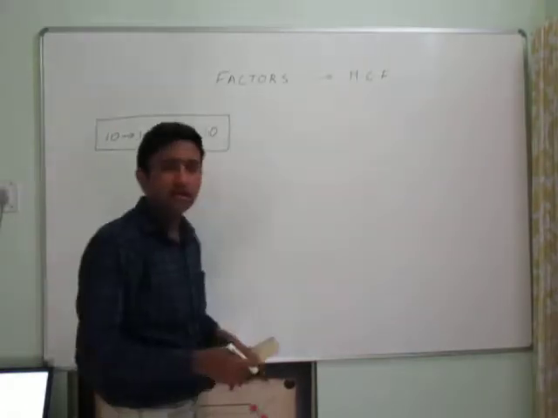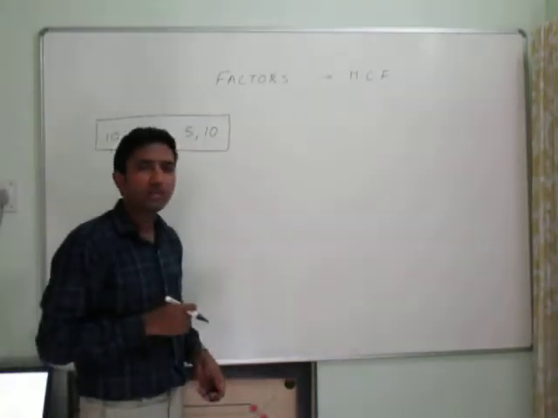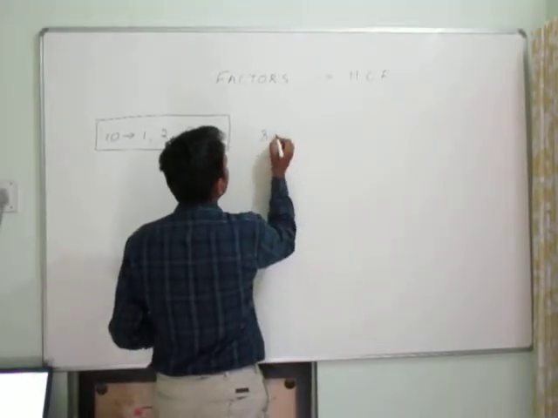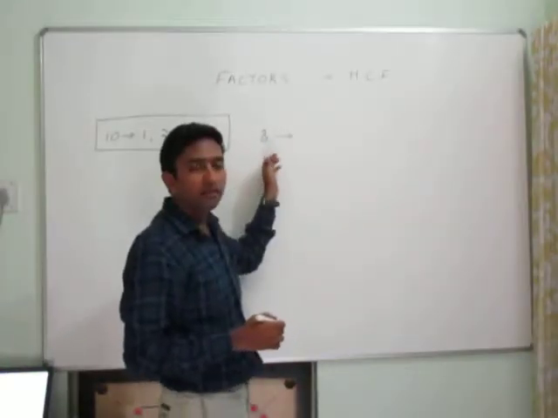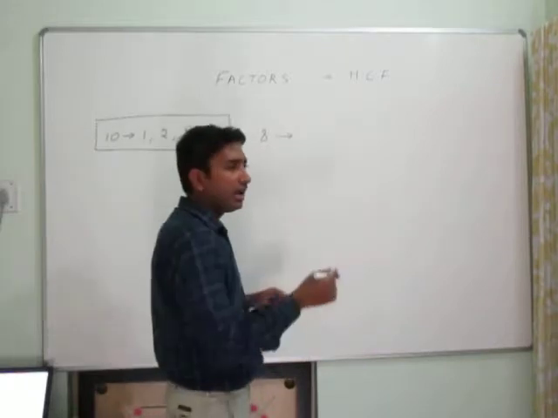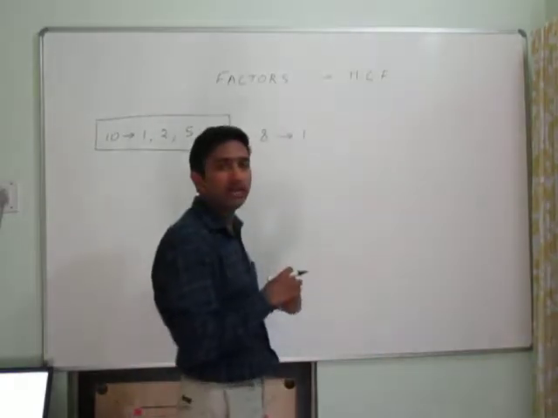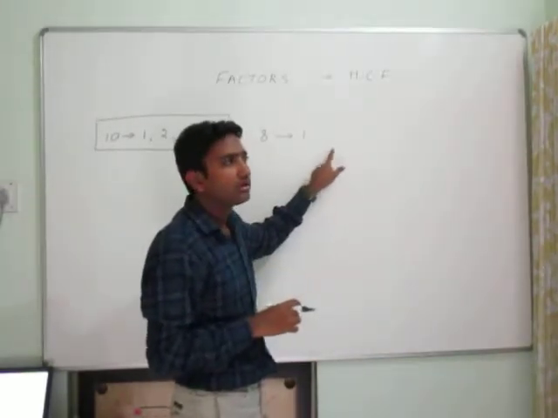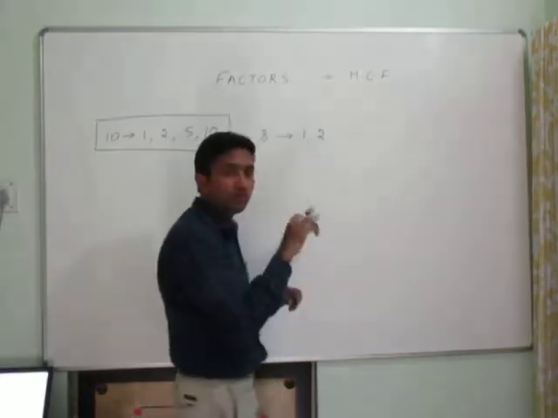Now let's take another number. Let me take 8. I'll start with simple numbers itself. I want to know the factors of 8. We'll start with the smallest, 1. Any number will have 1 as its factor because it will be divisible by 1. Now 8 is divisible by 1, so I am writing 1. Next, is 8 divisible by 2? Yes, 2 4s are 8.